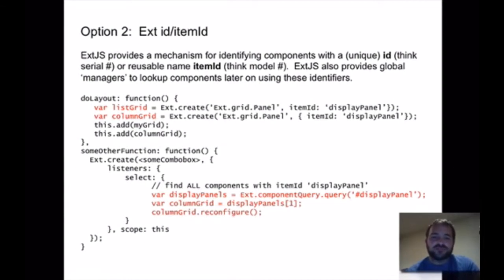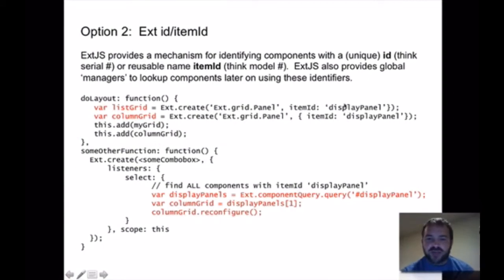That's what item ID is. So when you go looking for something, if you're looking up by ID, you will get 1. If you go looking for an item ID, you may get 0 or more. At the end of the day, here's a quick example. In this example of do layout, I created 2 grids, and I gave them the same item ID.